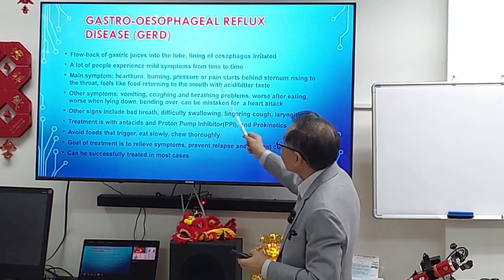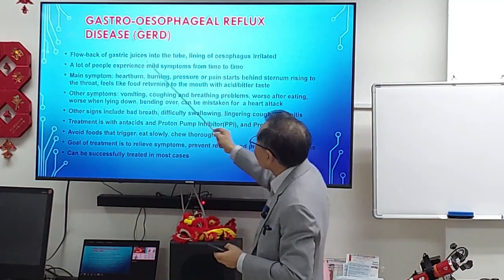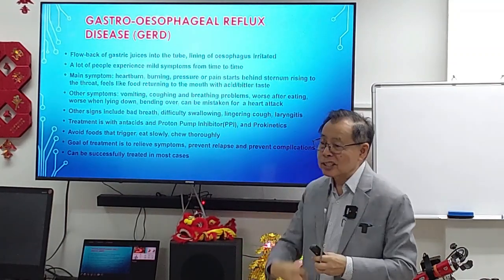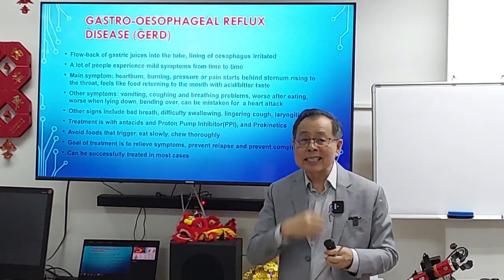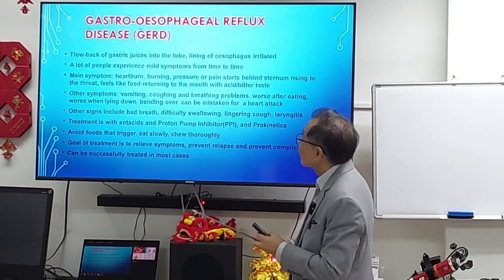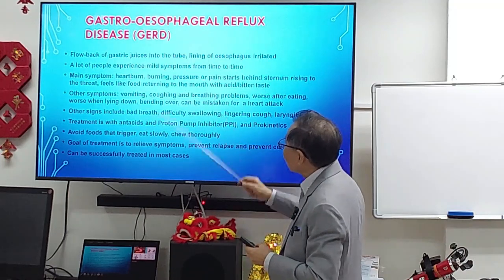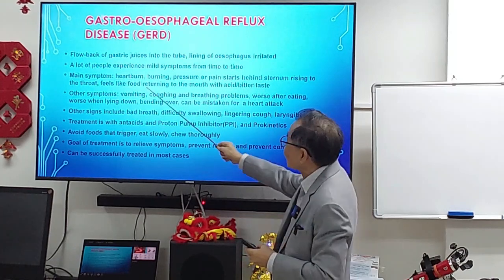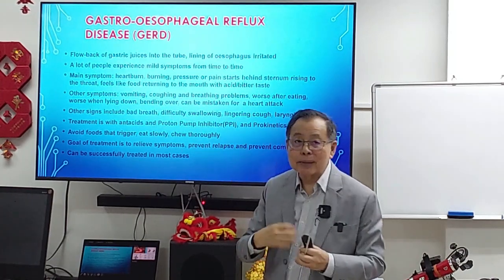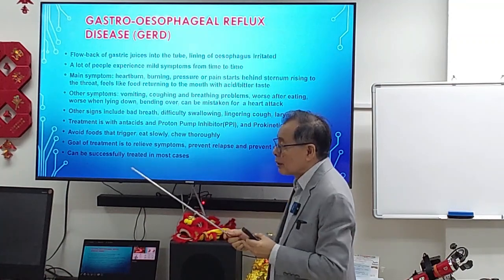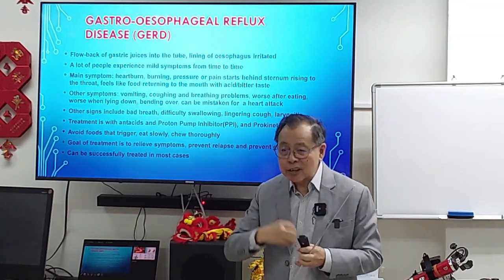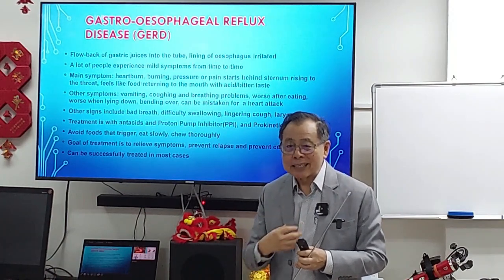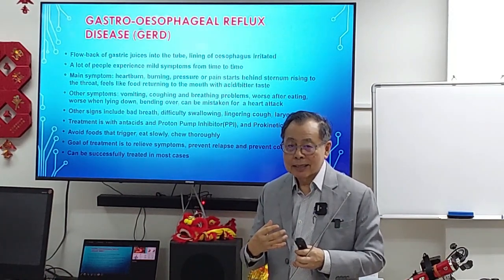So reflux disease, GERD, is a flow back of gastric juices into the tube lining the esophagus. And you know the esophagus continues all the way behind the heart, up in the thorax. A lot of people experience mild symptoms and heartburn. It's like your heart is burning. So ordinary lay people cannot distinguish the cause of the pain. They feel pain around the heart area. And it can be due to many things.